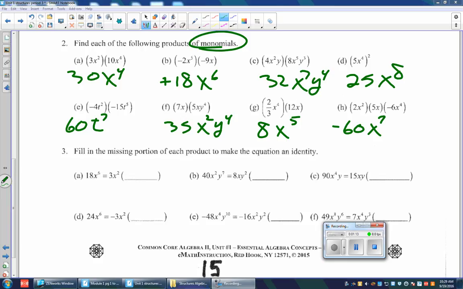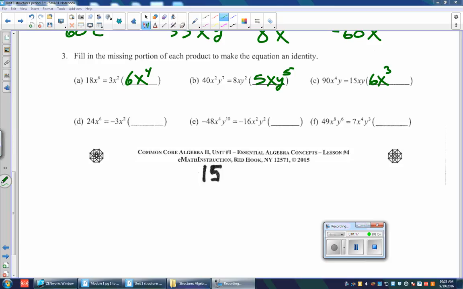Now fill in the missing portion, just like we did in the previous videos. Here's 3a, b, and c. I asked myself 3 times what is 18 and got 6. X squared times what is x to the 6th and got x to the 4th.